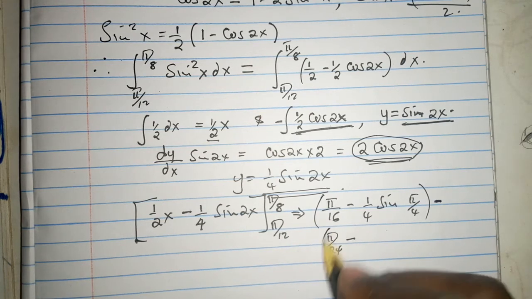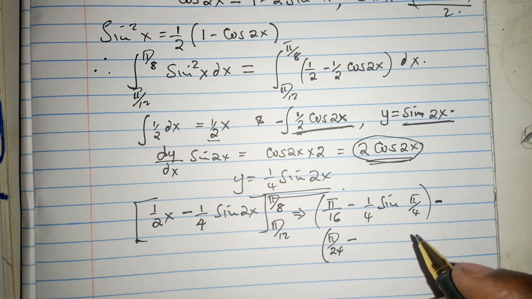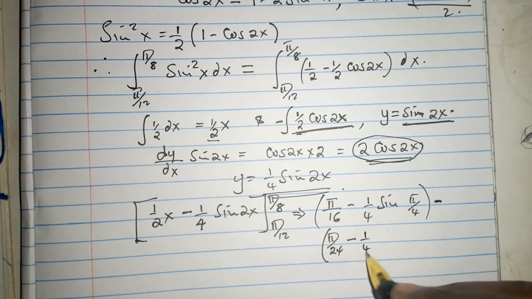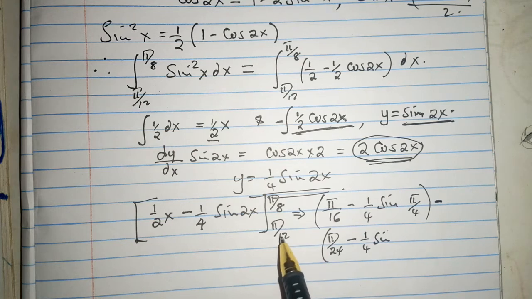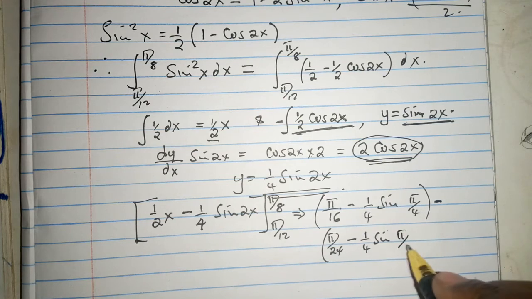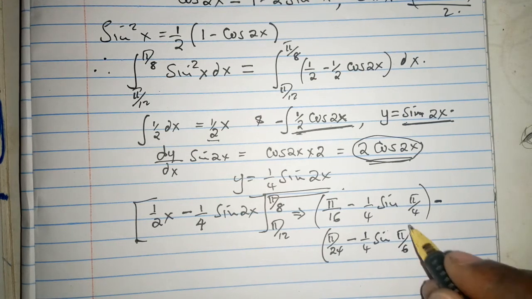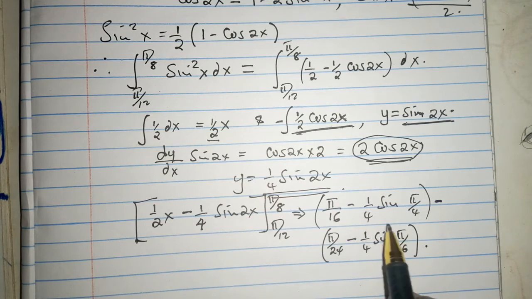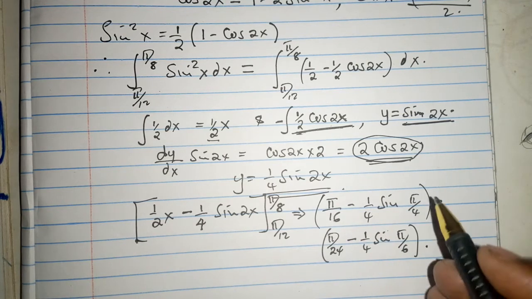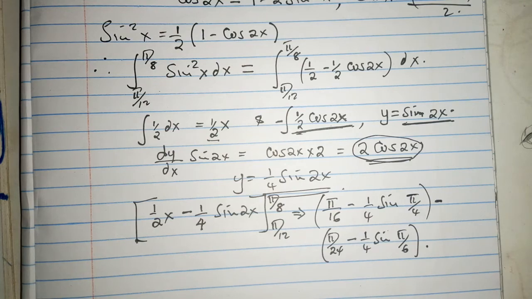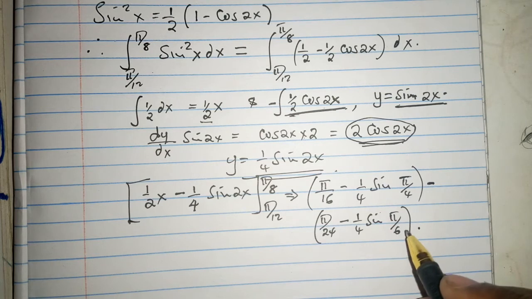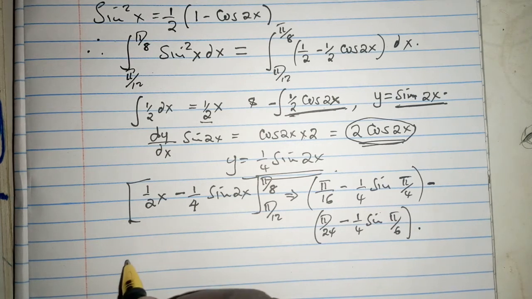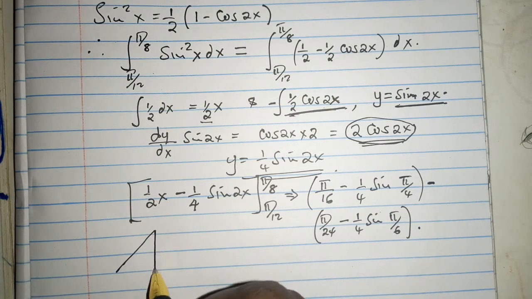minus a quarter sine of 2x when x is pi over 12, minus the sine of pi over 6. And it goes without saying, of course, now we are talking of pi over 4 is 45 degrees, and pi over 6 is 30. Let us just talk about those angles here.